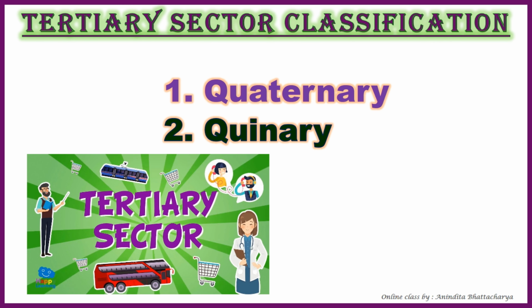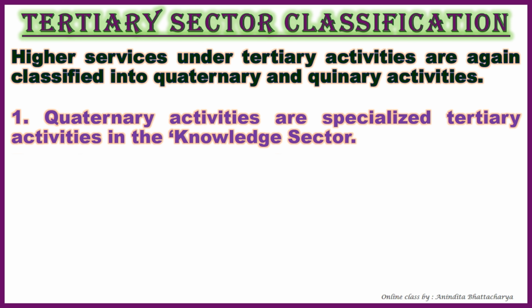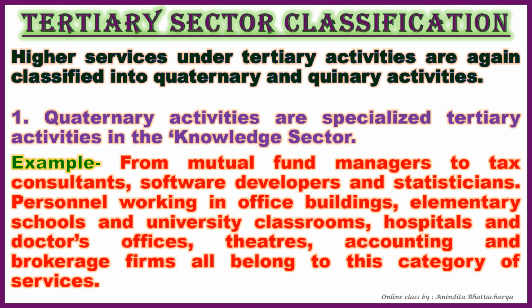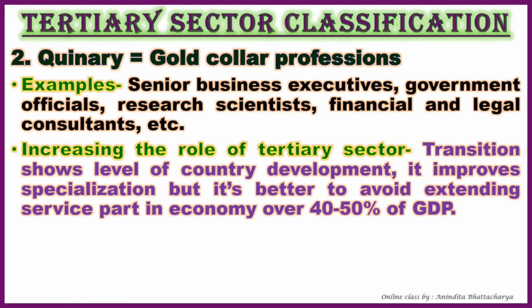We can divide the tertiary sector again into two parts, quaternary and quinary activities. Quaternary activities are also called the knowledge sector. Examples: mutual fund managers, tax consultants, software developers, statisticians, personnel working in office buildings, elementary schools and university classrooms, hospitals and doctors' offices. Theaters, accounting and brokerage firms also belong to this category of services. Quinary sector is also called the gold collar professions. Examples: senior business executives, government officials, research scientists, financial and legal consultants.